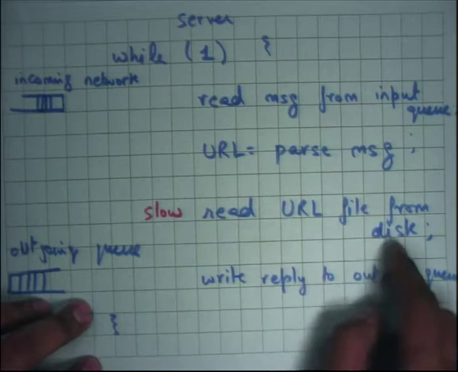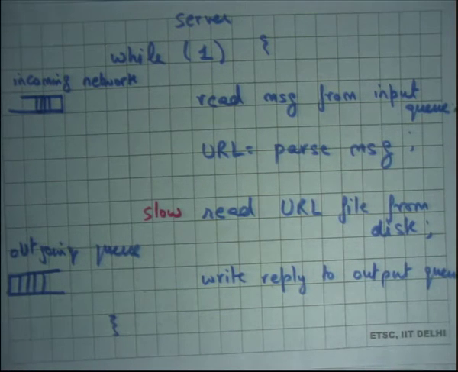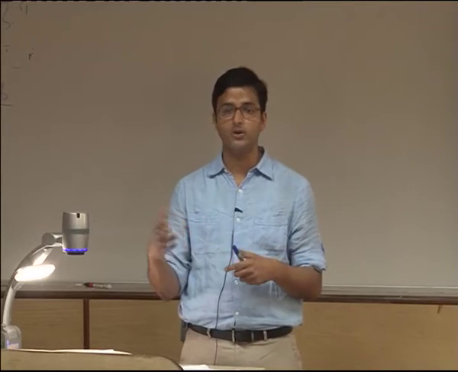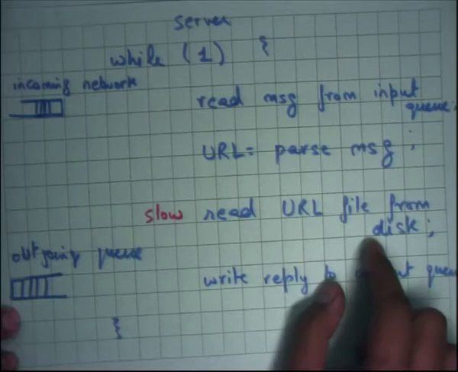Well, the first thing is, why do you have to read from the disk every time? It's quite likely that the same pages are being requested by multiple clients, which is often the case, right? So once again, we are taking advantage of locality, spatial and temporal locality, and we're going to use caching, and we're going to cache the contents of the disk in main memory. Right?